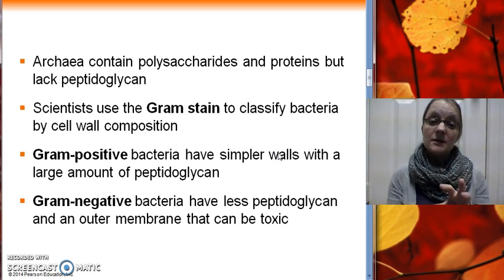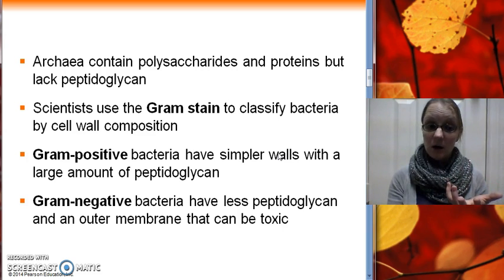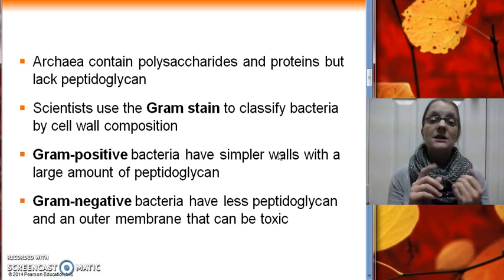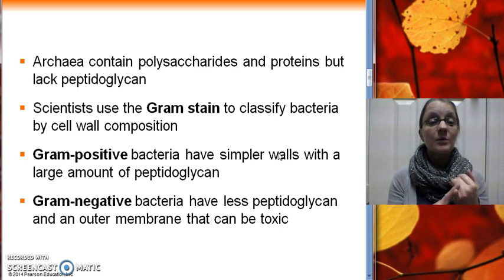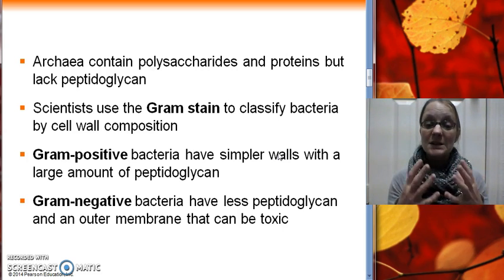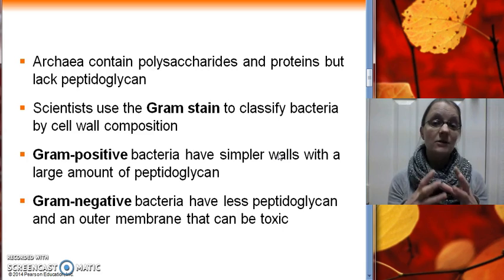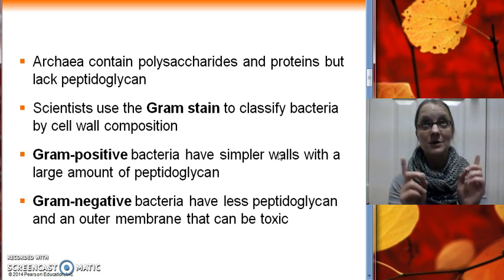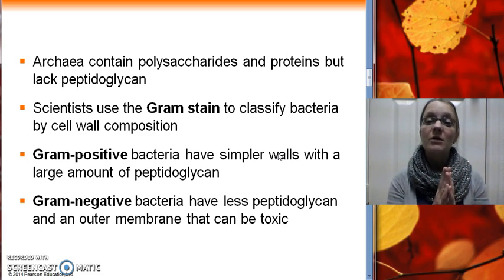Now that's for bacterial cells. Archaeal cells also are going to have a cell wall, but these are still going to contain polysaccharides and proteins, but they lack peptidoglycan, so their composition is a little bit different. We're not going to talk specifically about the composition of archaeal cell walls, but just keep in mind they are different from bacterial cell walls, even though both cells are prokaryotic.